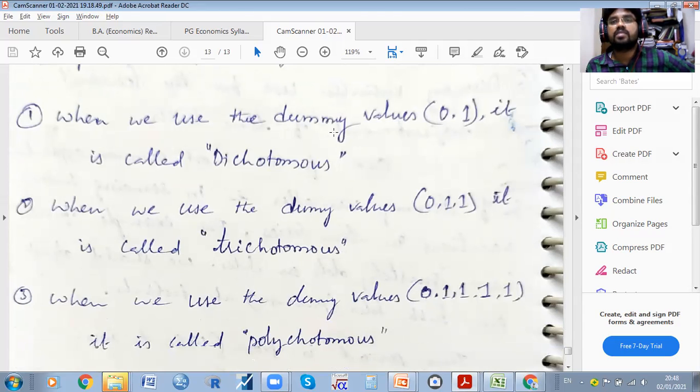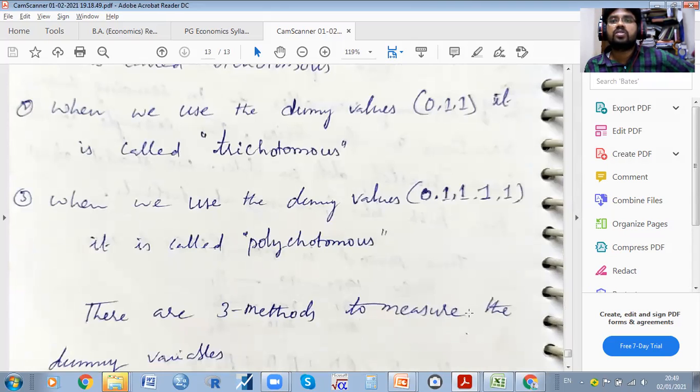Please remember that this is very important. This kind of question will be asked in SET and NET also. If you have two dummies, that is 0 and 1, what is it called: dichotomous, trichotomous, polychotomous, or none of the above? When we have three dummies such as 0 1 1 1 1 or 1 0 1 also, don't get confused. Here it may be 1 0 0 or 1 0 1. Okay, that is called trichotomous.